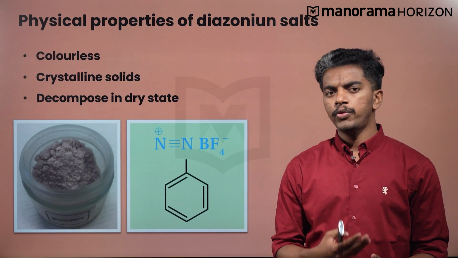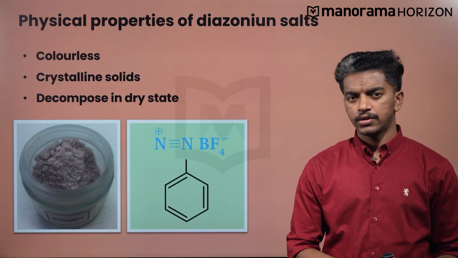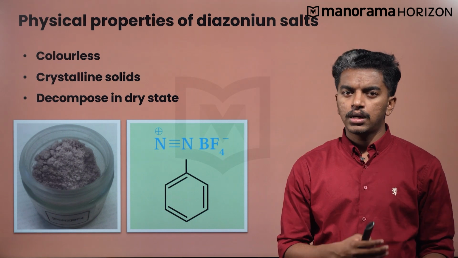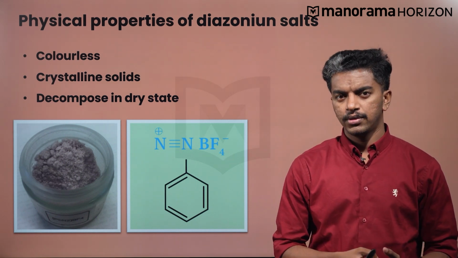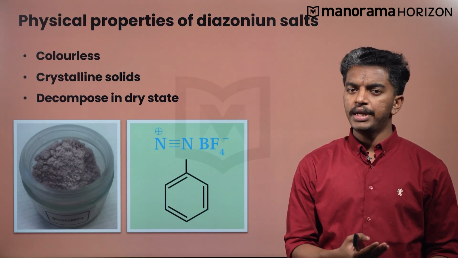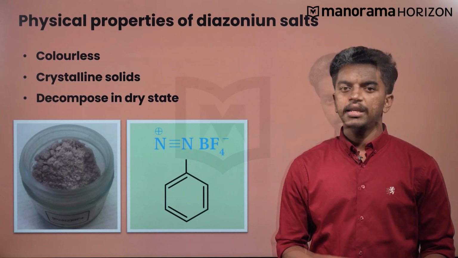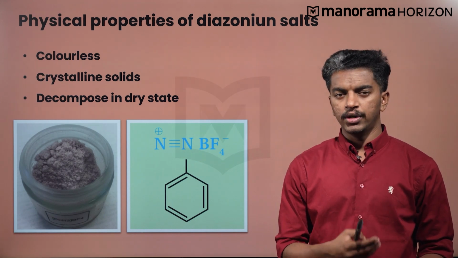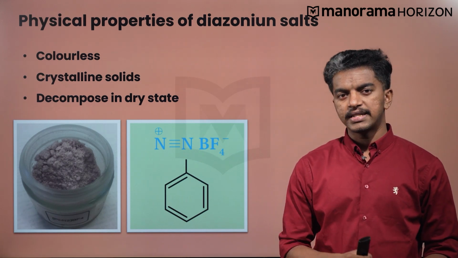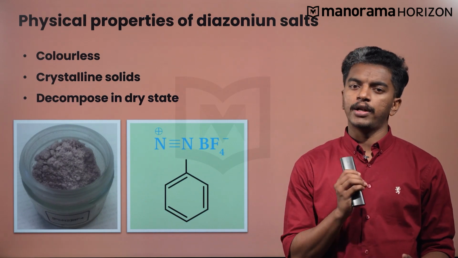Now let us look at a few of the properties of diazonium salts. Diazonium salts are colorless crystalline solids. In dry state, it decomposes. Hence, diazonium salts are immediately used after its preparation. In fact, they are stable in the cold and react with warm water. However, diazonium fluoroborates are water insoluble and stable at room temperature.